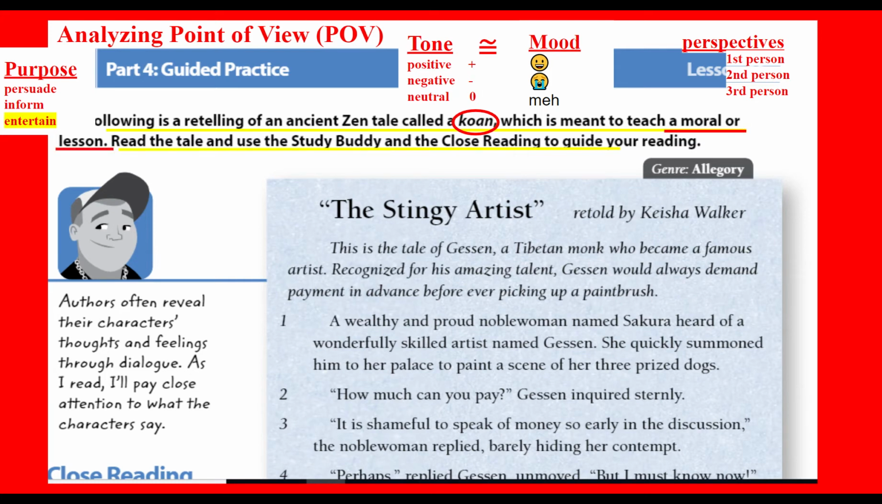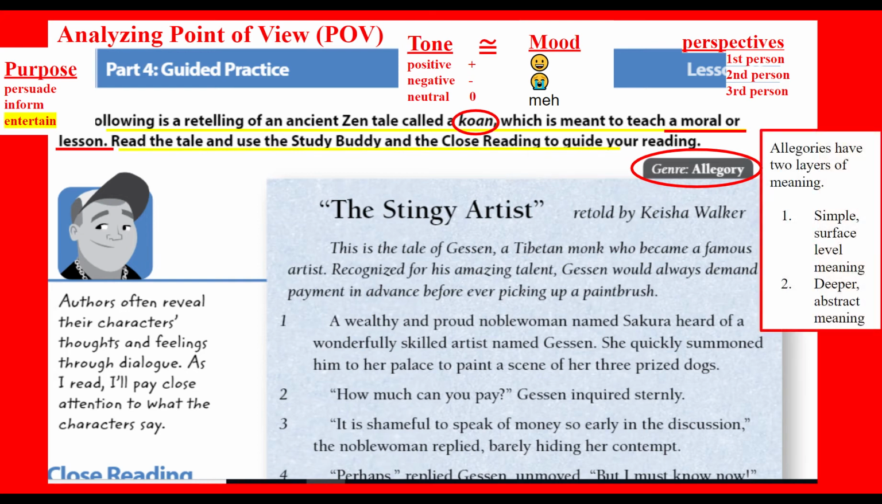So there's always going to be a moral to this kind of story that always has a lesson to teach. That's the purpose of it. So it's also to entertain, but you're going to learn a lesson while you get entertained. Okay, so before we read, we have to pay attention to the genre. When the text tells you what the genre is, you need to make sure you look at that. So the genre for our Zen tale, The Stingy Artist, is an allegory, and we actually took some source book notes on allegory the other day.